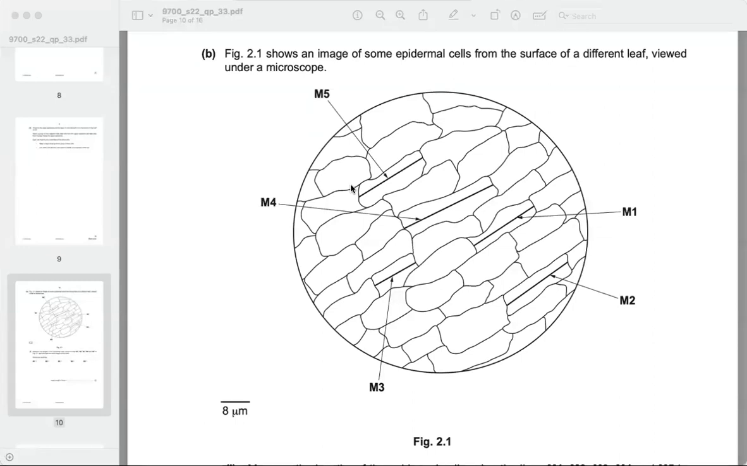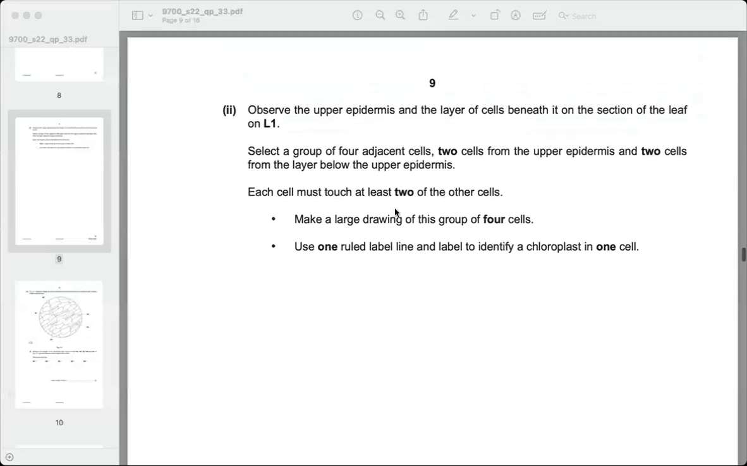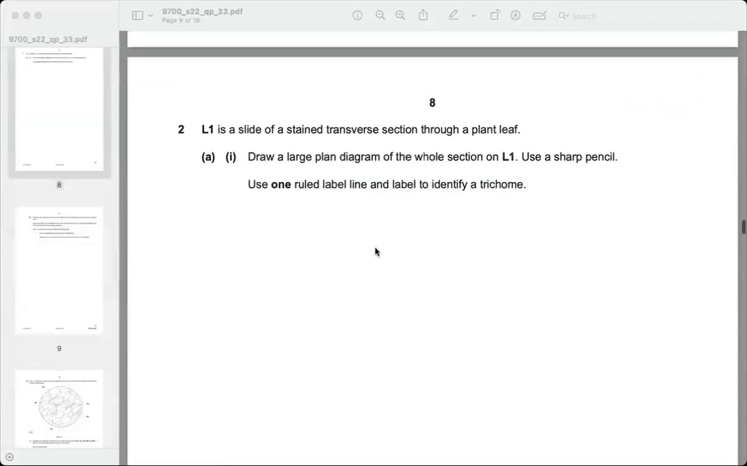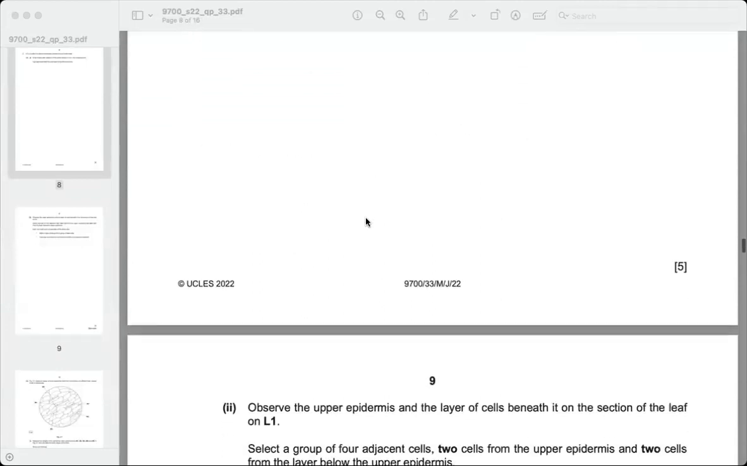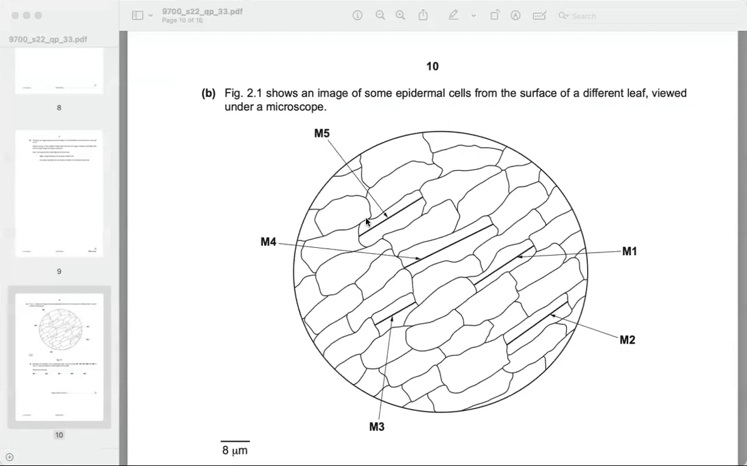Hello everyone, welcome to my channel, and today we are going to continue with the 9700 May June 22 paper 33, the advanced practical paper. We had done question number 2 part A1 and A2, where we talked about how we are going to make this figure for the number of cells and the particular plant leaf diagram which was there. Now we are going to move to the next part, that is the B part.